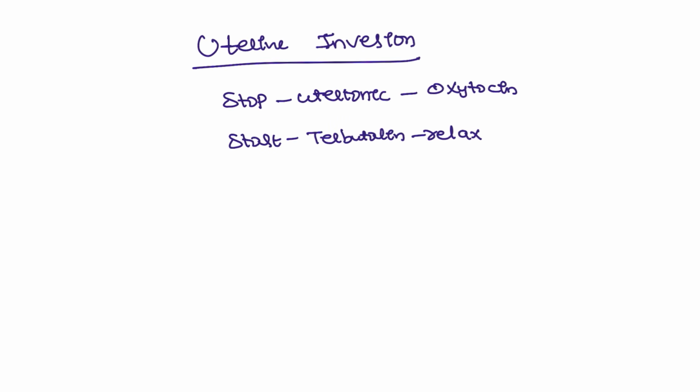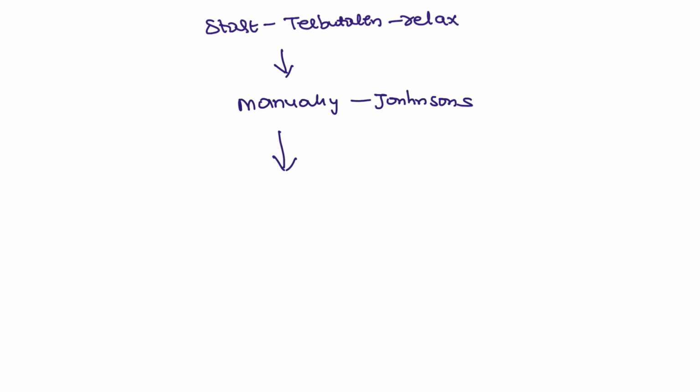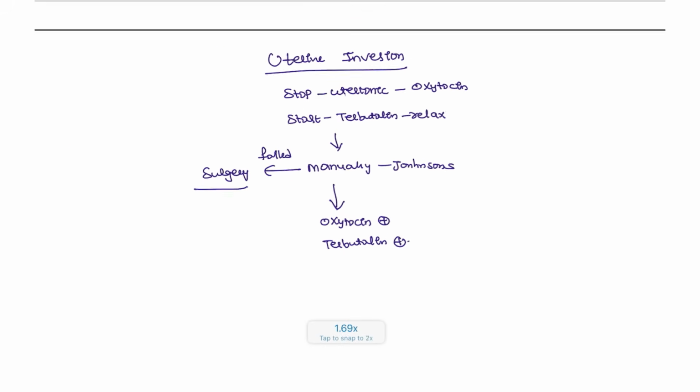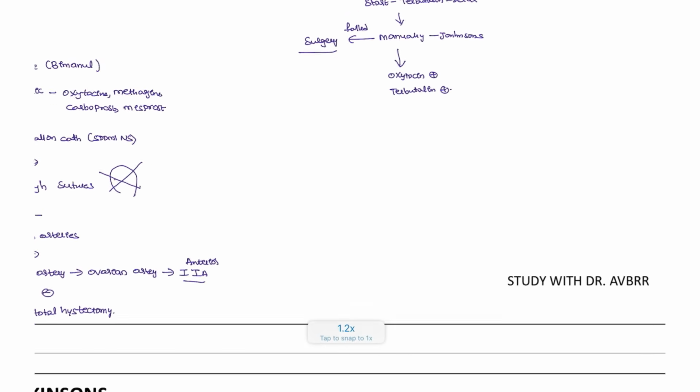Next, after that, you are going to place the uterus back manually. This is known as Johnson's technique. And if you can place it manually, that is good. Then you can start the oxytocin and stop the terbutaline. But if the manual method fails, then go for surgery for the patient. So this is how uterine inversion is treated.